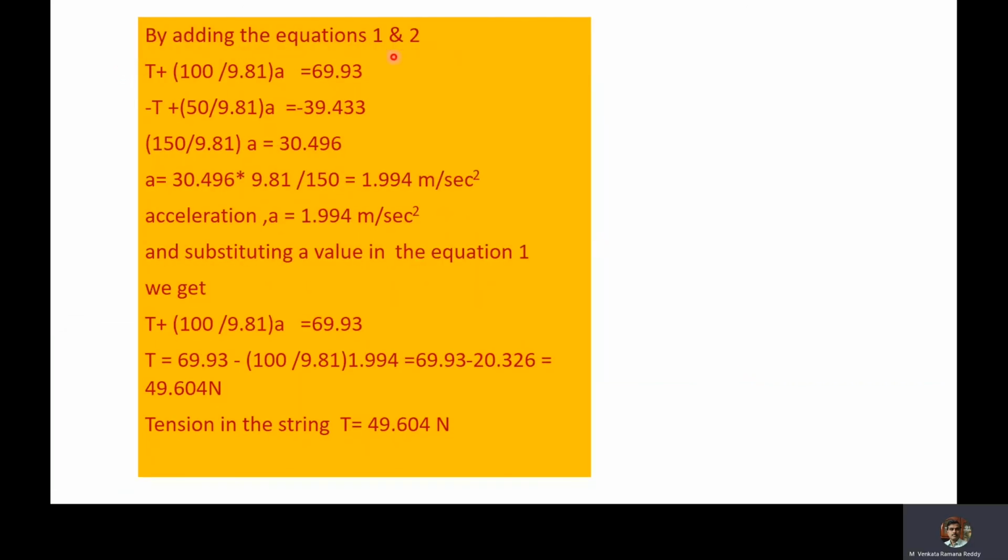By adding equations 1 and 2, that is, T plus 100 by 9.81 into A is equal to 69.93, and minus T plus 50 by 9.81 into A is equal to minus 39.433, we get the A value as 1.994 meters per second squared. Here A is nothing but the acceleration. Substituting this A value in equation 1, we get tension T equal to 49.604 newtons. That is, the tension in the string is 49.604 newtons.